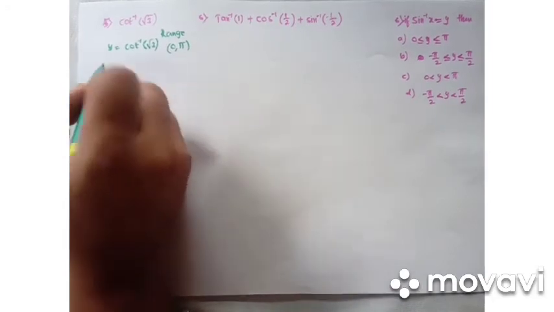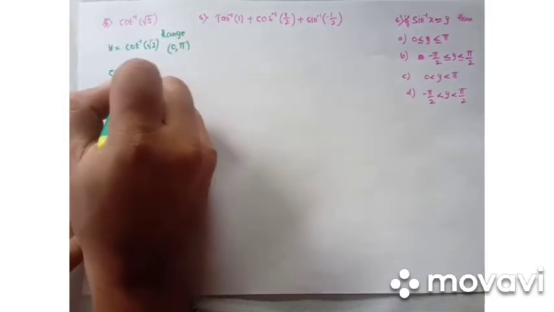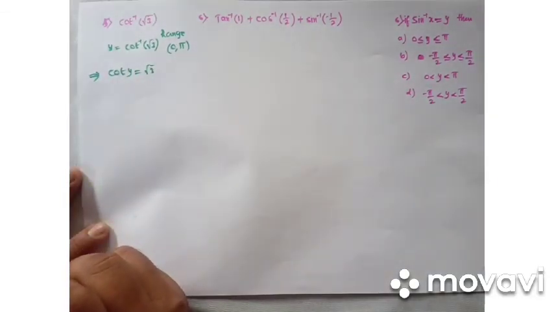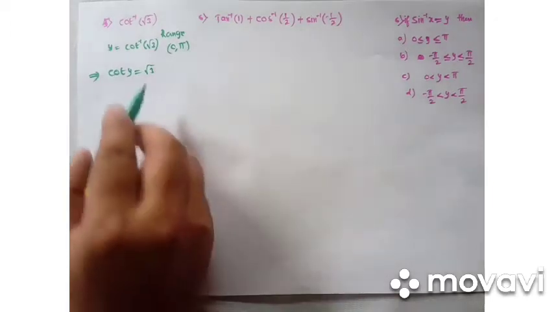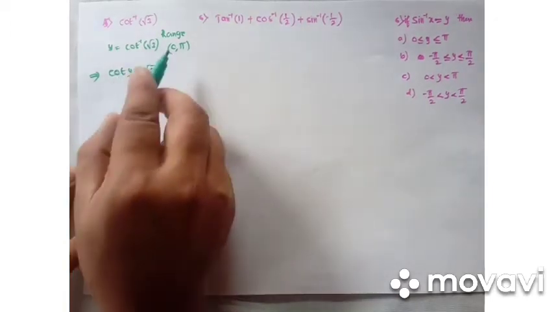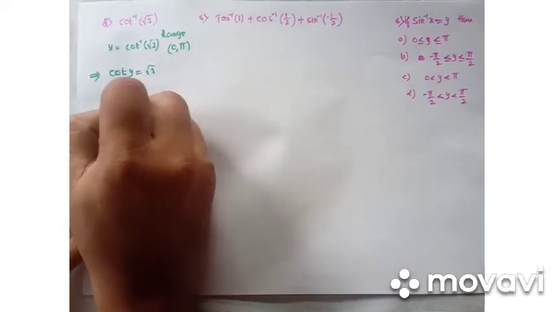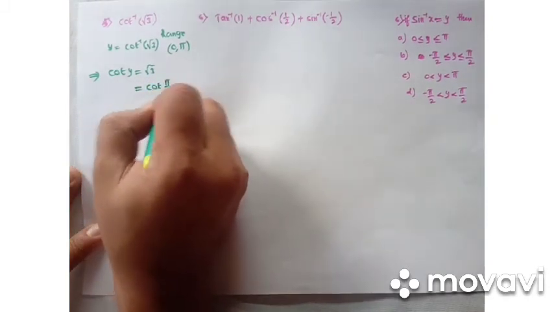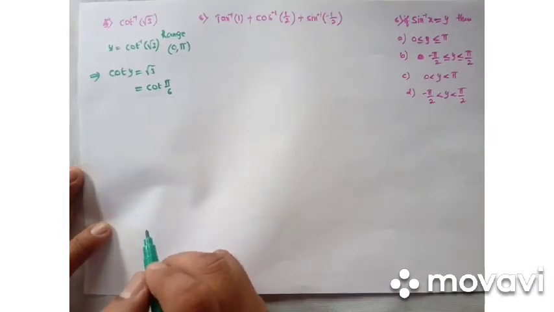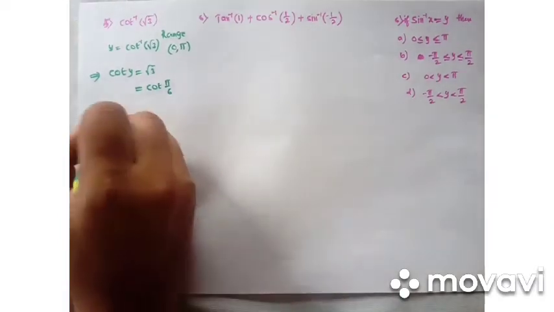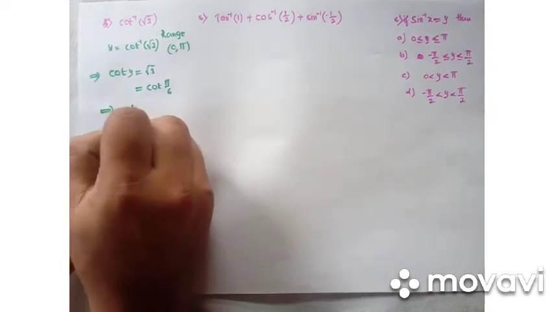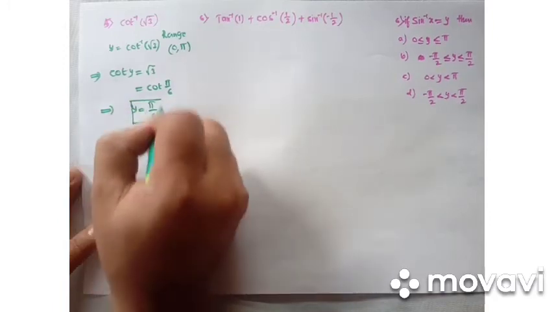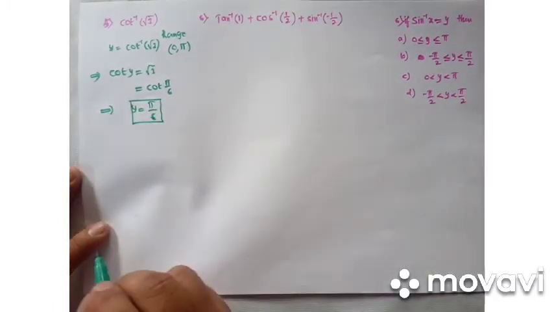Then how can it be written? It can be written as cot y is equals to root 3. Then where will this root 3 value be satisfied for cot y in the range 0 to pi? It can be taken as cot 30. Cot 30 is equals to root 3. Now both the cots will be cancelled, then y can be taken as pi by 6, that is the value 30.